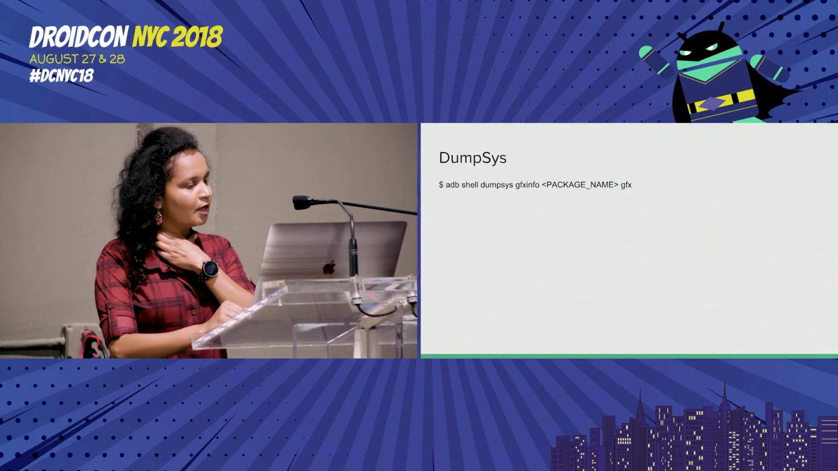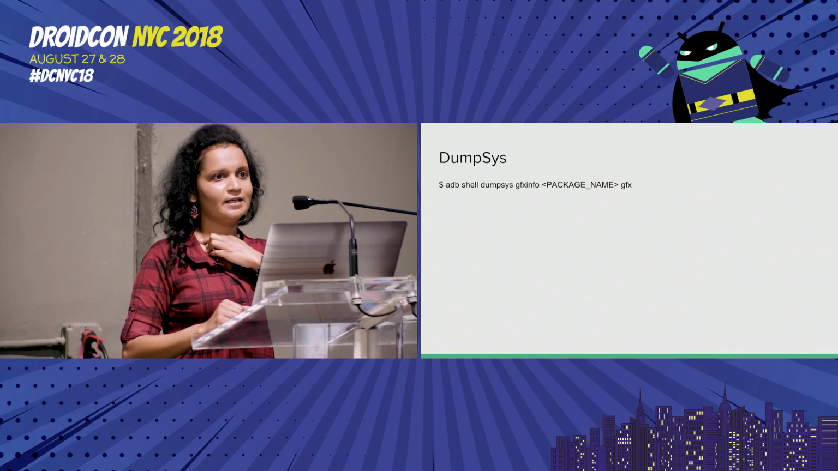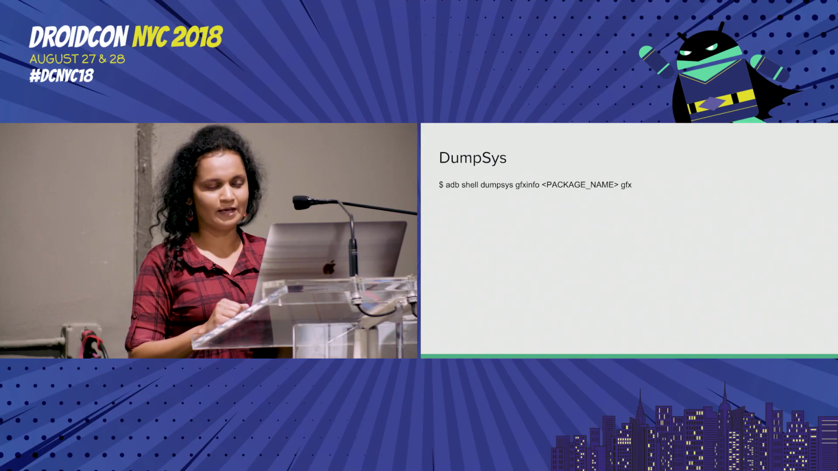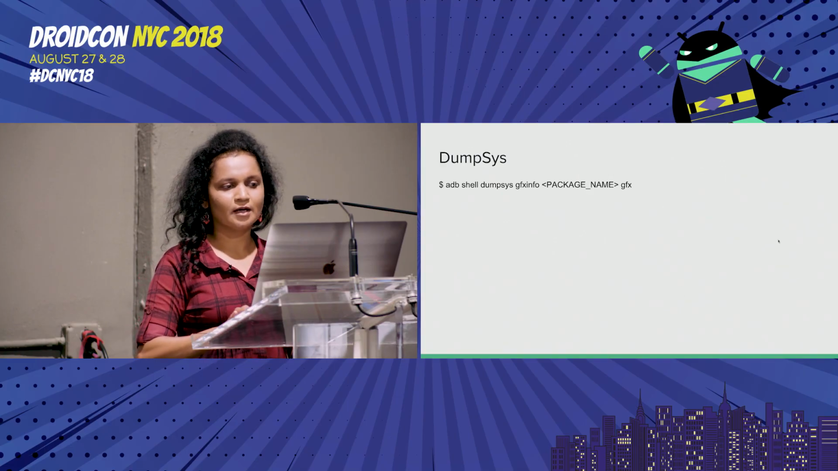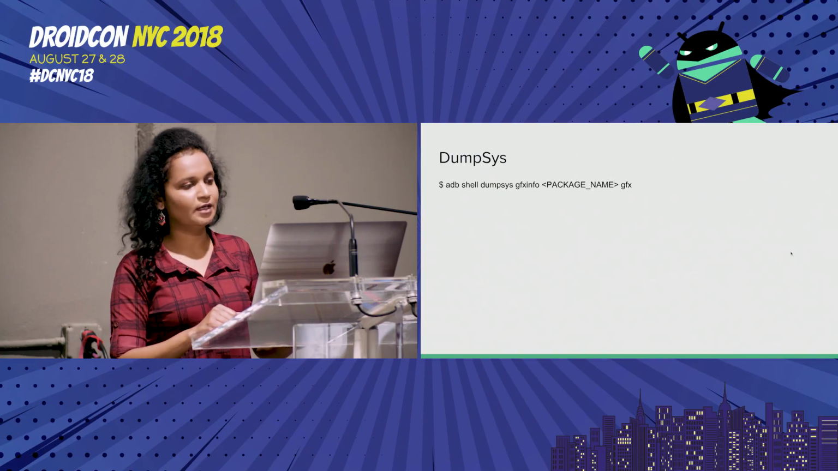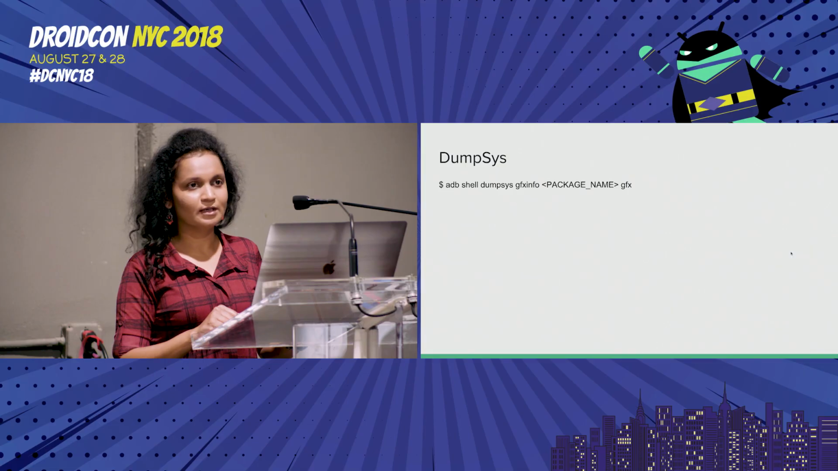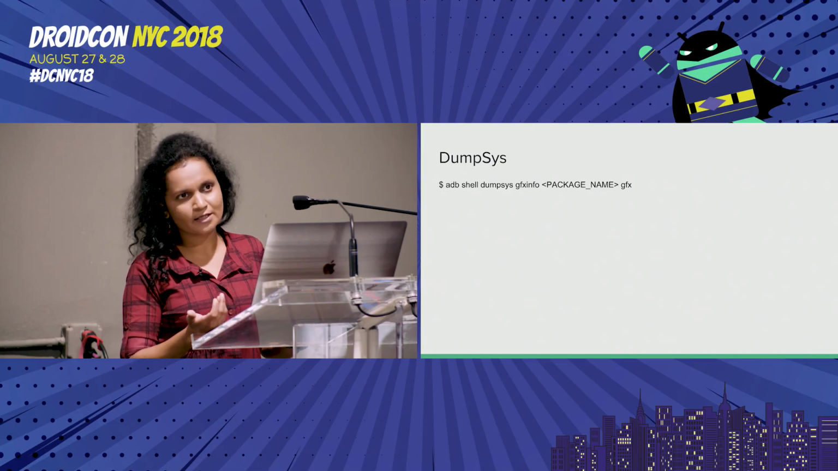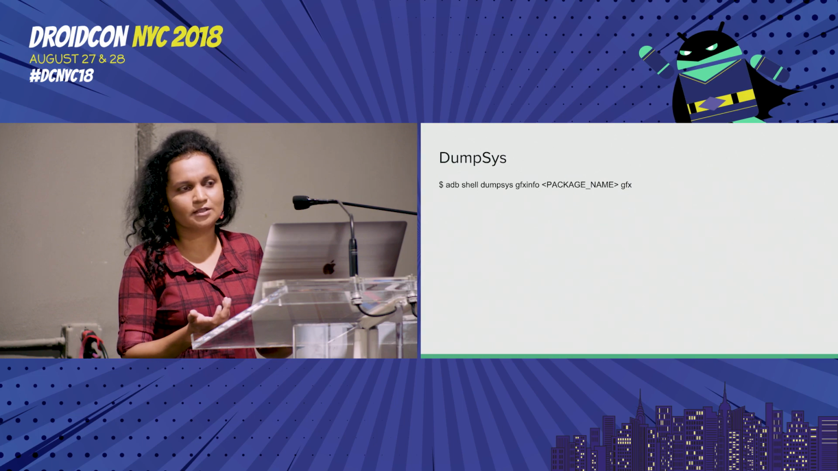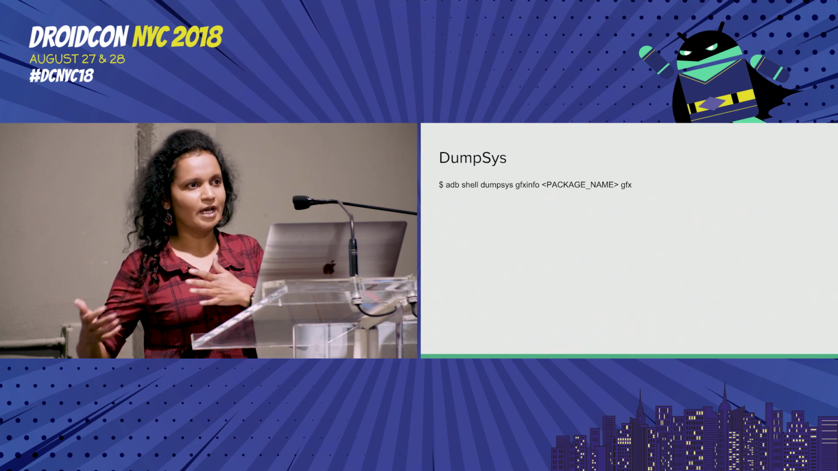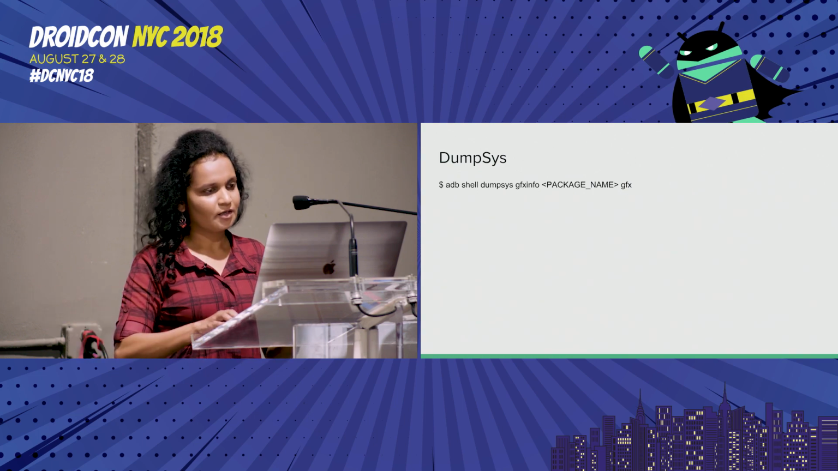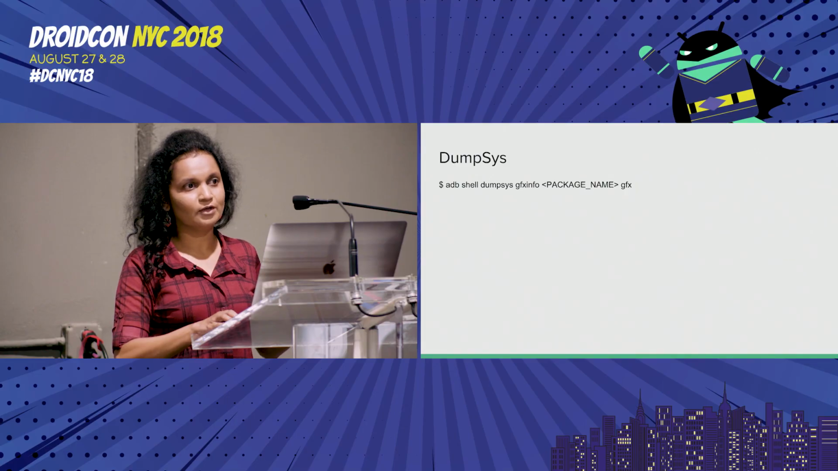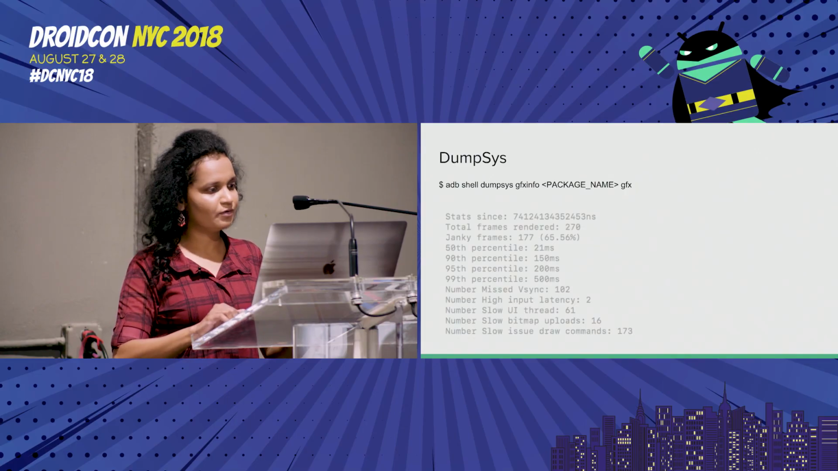Dumpsys is a tool that runs on the device and captures the information at system level. This is how we can run this tool on a command line. We can pass in the package information, and right now I'm just passing gfx because I would like to get to know the UI jank related issues. So that's the reason I'm trying to get only the graphics pipeline related information.